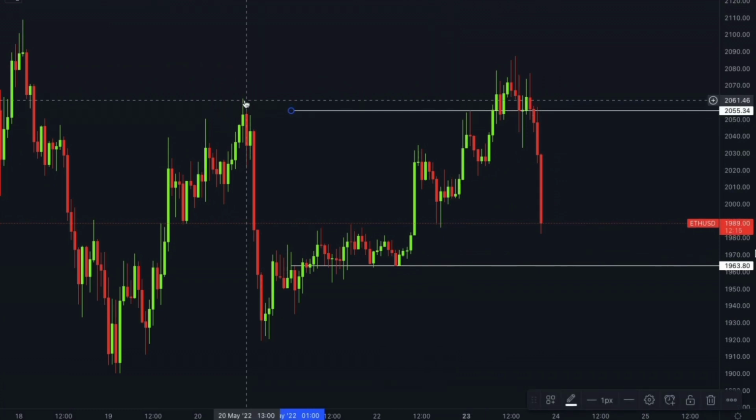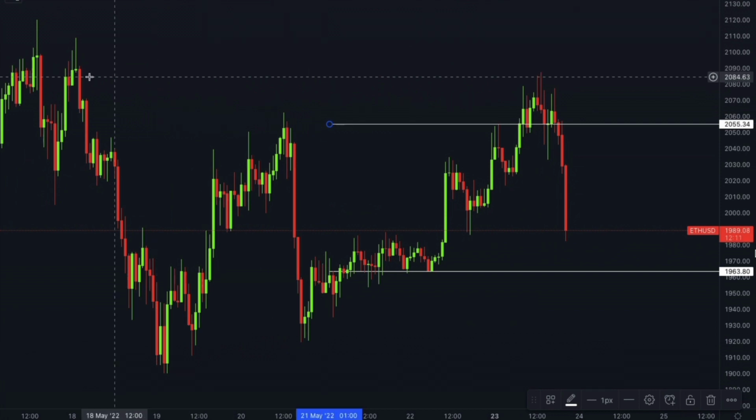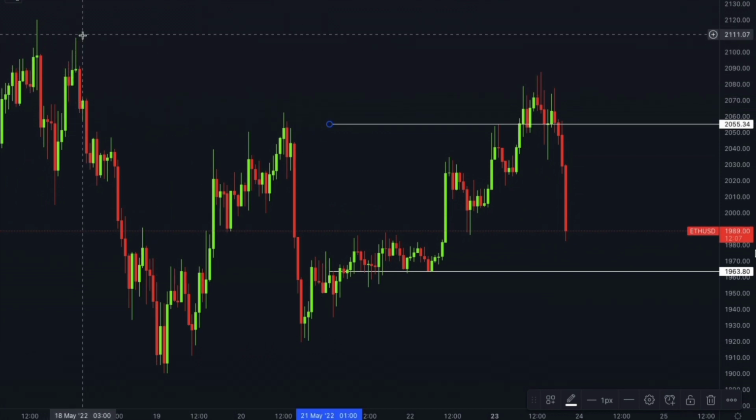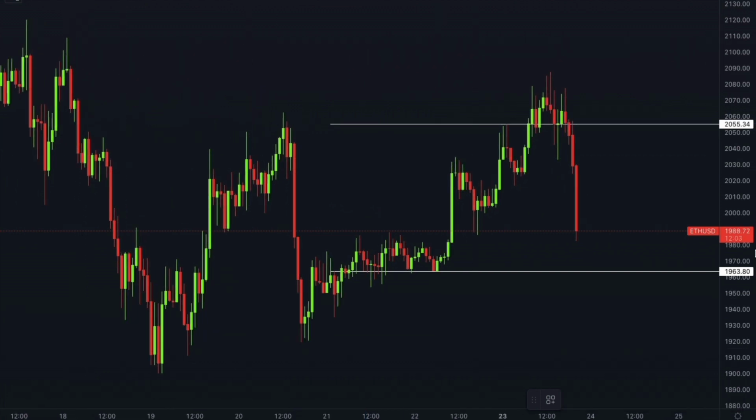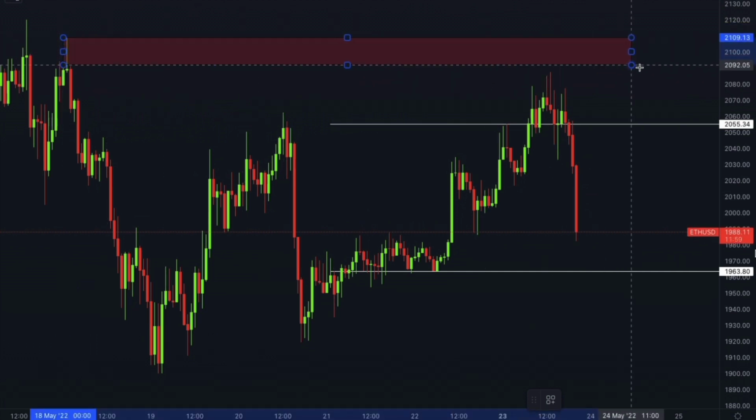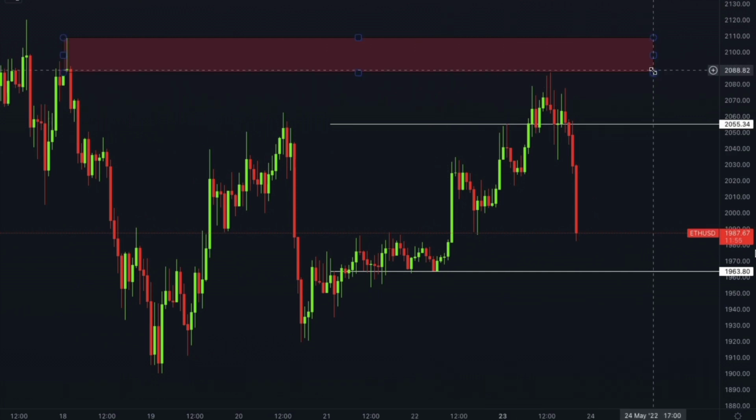Liquidity. Now we can see they've come to fill this inefficiency here, this little imbalance, and they've come to mitigate this order block, this nice base candle here, right? So this stuff is not easy to identify. It's really not. You have to have the experience. You have to be studying with the right sources, okay?